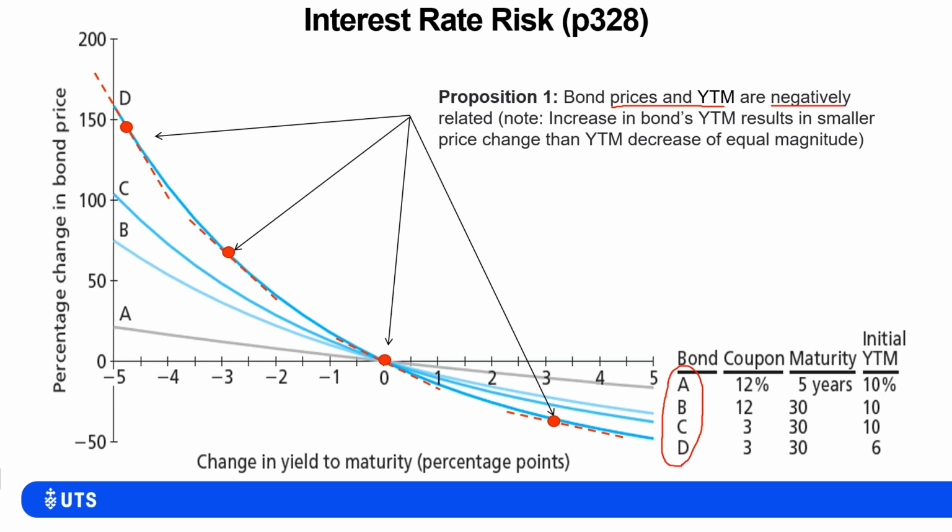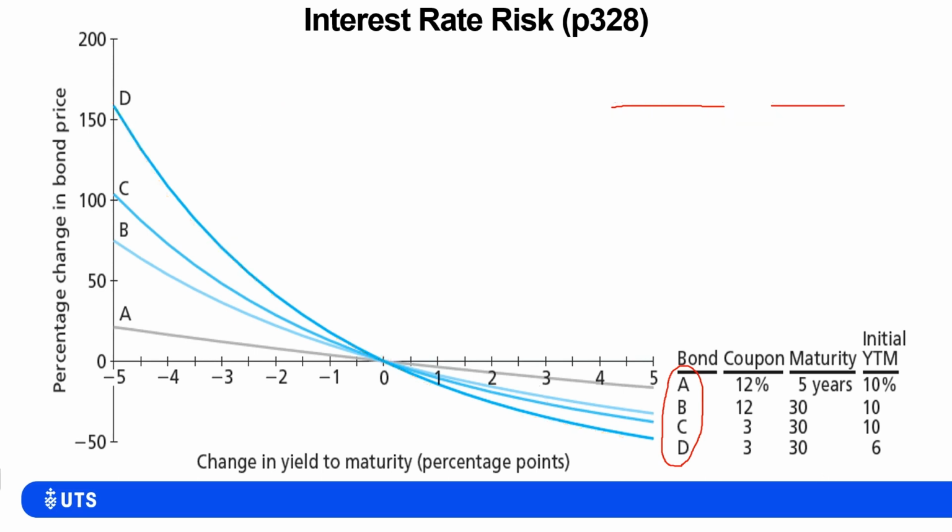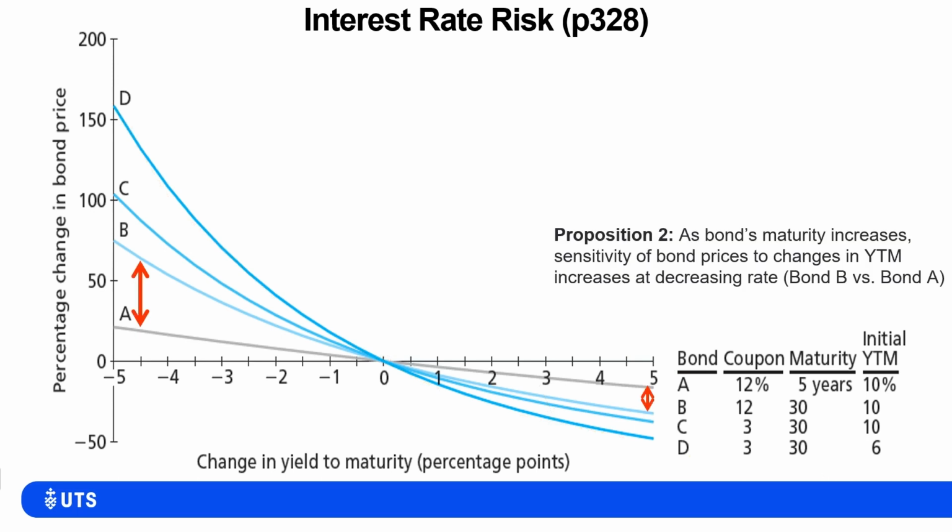Now let's move on to proposition 2. Proposition 2 states that as bond maturity increases, the price sensitivity to changes in yield to maturity would be increasing. We also explained why the increase in maturity would increase interest rate risk in previous slides.